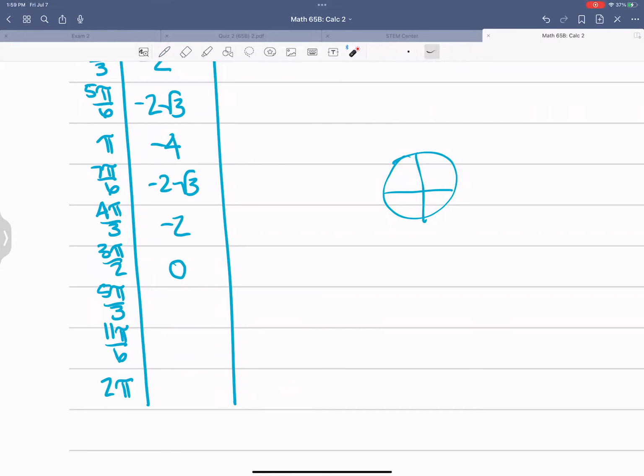5 pi thirds is going to be 10. Okay, 1, 2, 3, 4, 5, 6, 7, 8, 9, and 10. So 10 is going to be half. So that's going to be a positive 2. 11 is going to be here. Root 3 over 2, or 2 root 3, and 2 pi is going to be 4.